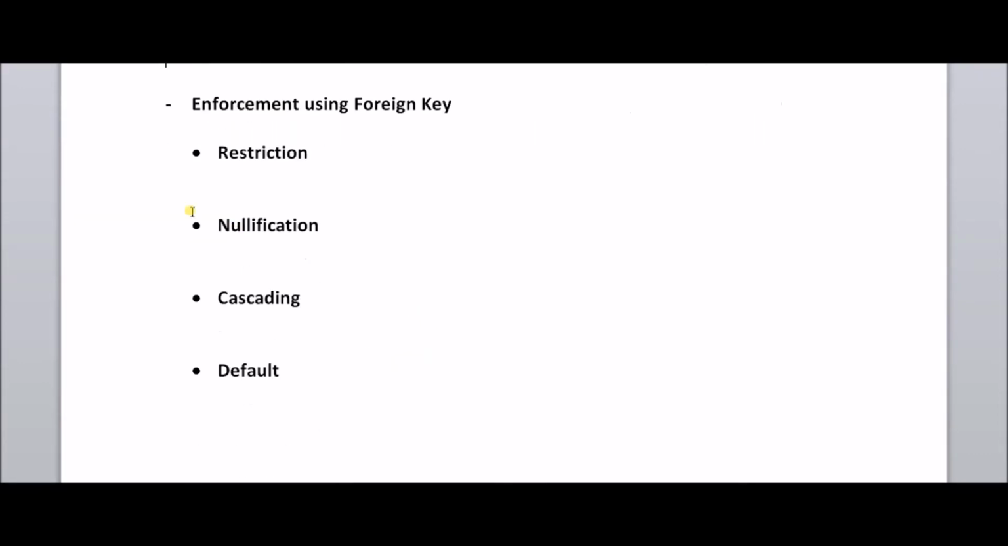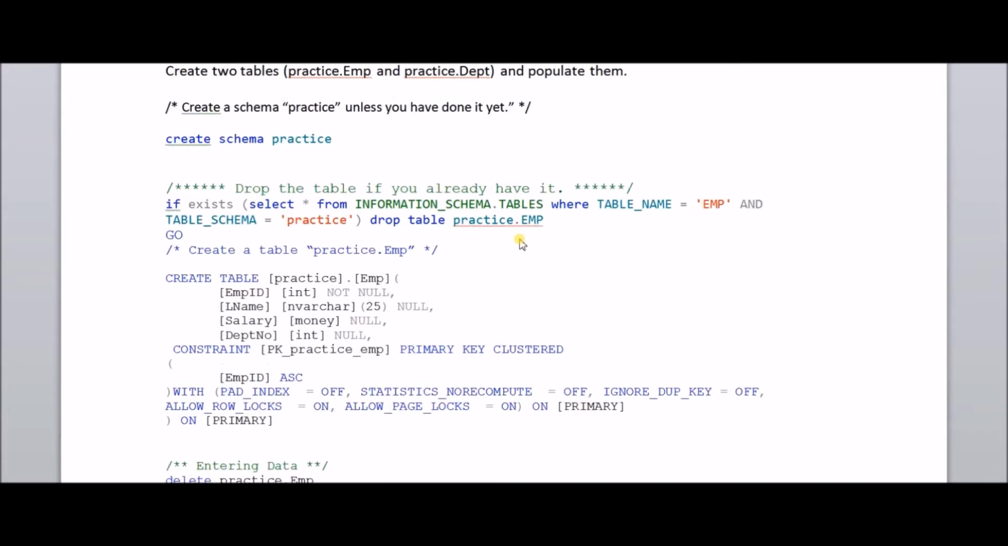There are four options possible: restriction option, nullification option, cascading option, and the default option. Using SQL Server from Microsoft, I will explain each option and how it works one by one. Explain the referential integrity constraints.